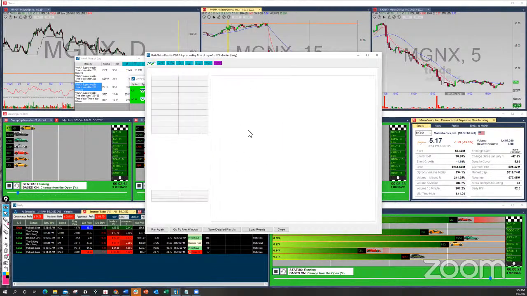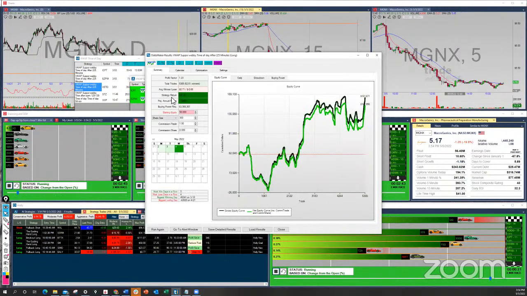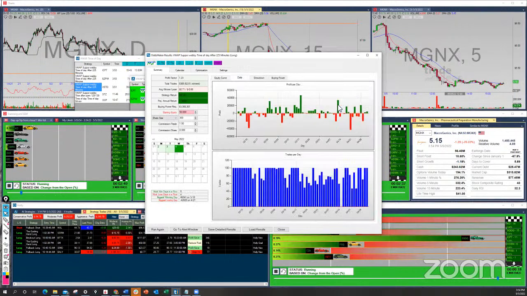So this is what the back test looks like now. We can see that really a couple of big days is what's making this. It has a few big days on the downside.